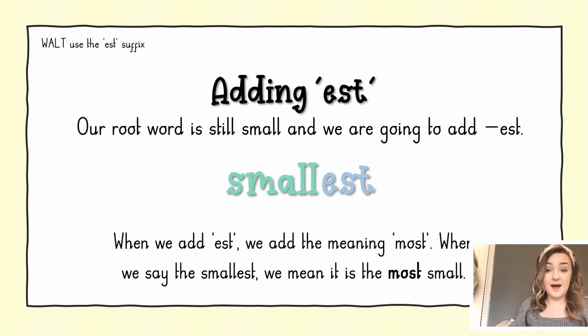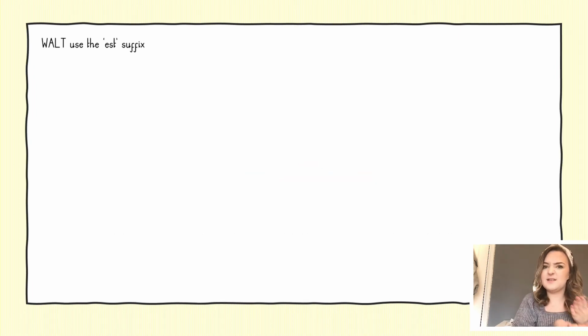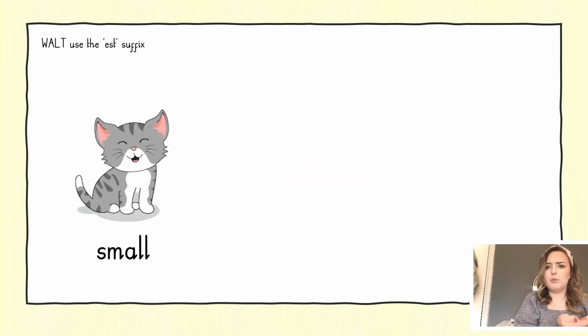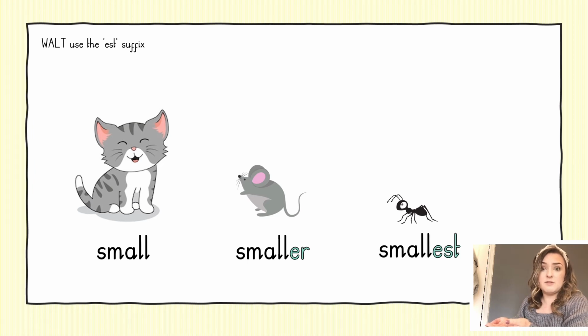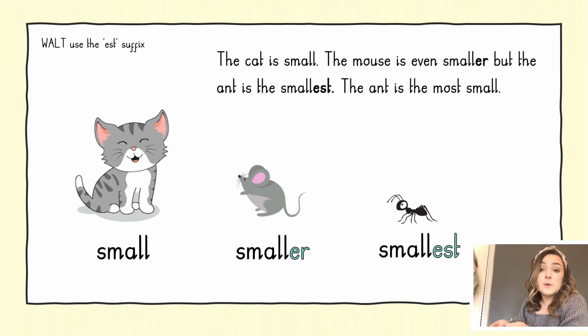So let's look back at our example. We've got our cat and our cat is small. Our cat's got the root word small. But our mouse is smaller. We've added our -er suffix, haven't we, to say that the mouse is smaller than the small cat. But then we've got an ant now. And the ant is even smaller than the mouse. It is the most small out of all of them. So we say it's the smallest.